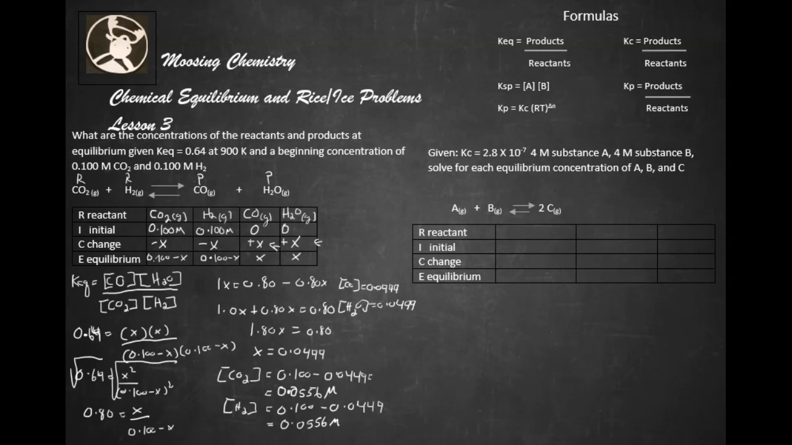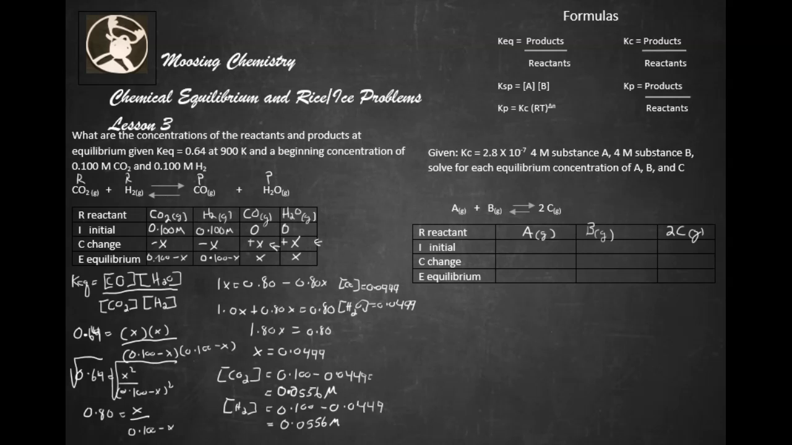Okay, now in our second problem, given Kc is equal to 2.8 times 10 to the negative 7, 4 molar substance A, 4 molar substance B, solve for each equilibrium concentration of A, B, and C. So let's look at our initial reactants. It's going to be A, it's a gas, B is a gas, and 2C is also a gas. So they're all going to be usable.